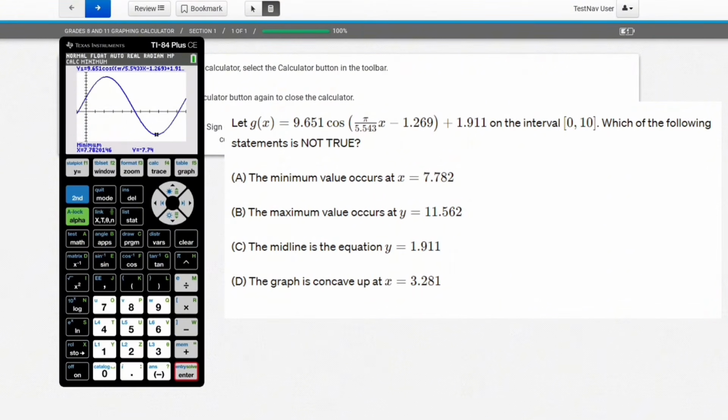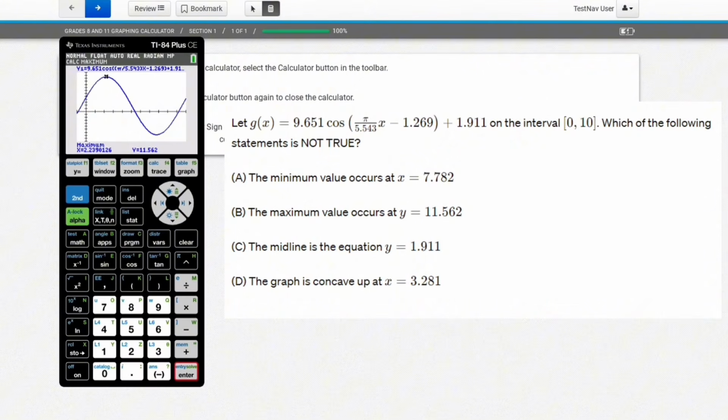So let's keep going. The maximum value occurs at y equals 11.562. So here's my maximum value. We're going to do the maximum the same way we did the min, but we're going to do 4, which is maximum. So let's go all the way to the left of that maximum value. For left bound, make sure you're to the left of it. Hit enter. For the right bound, make sure you're just to the right of it. Hit enter. And for guess, hit enter. And we care about the y value, not the x value. That's the trick behind this problem. The y value is 11.562. Sure is. So B is a true statement. So we need to keep going because the answer is not A and the answer is not B.